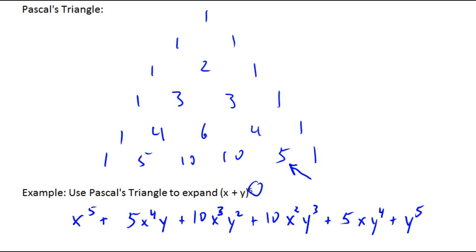and then finally 1y to the fifth. Now, how did I know what the exponents were supposed to do? Well, the exponents of the first term count down 5, 4, 3, 2, 1, 0, while the exponents of the second term count up: y to the 0, y to the first, second, third, fourth, and fifth.